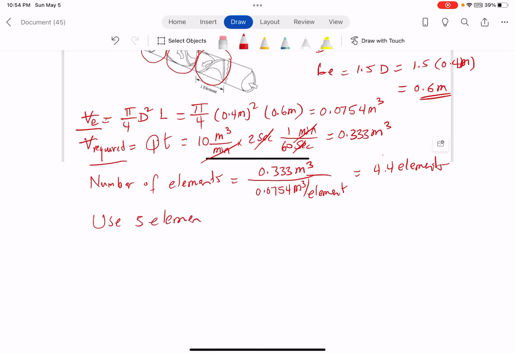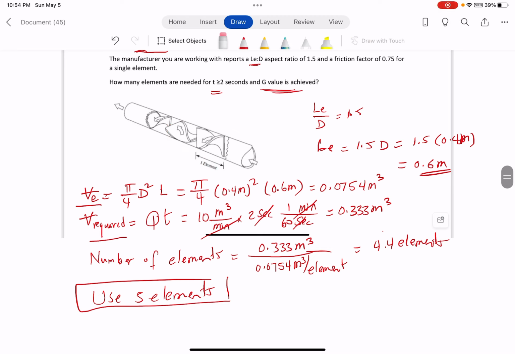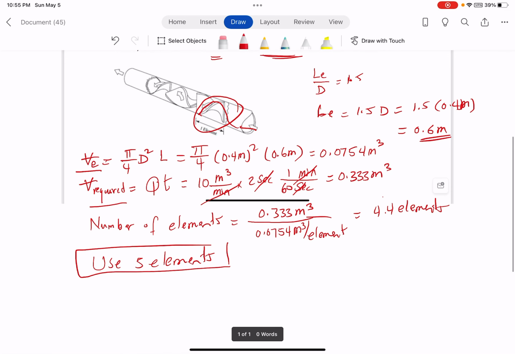Of course, you need one full element for the water to go up and then down. You're not going to have 0.4 of an element. To have a complete element, the water will come in and go up and down. That is a complete element. You're not going to have 4.4, so the best is to have 5 elements. So this is the first approach.